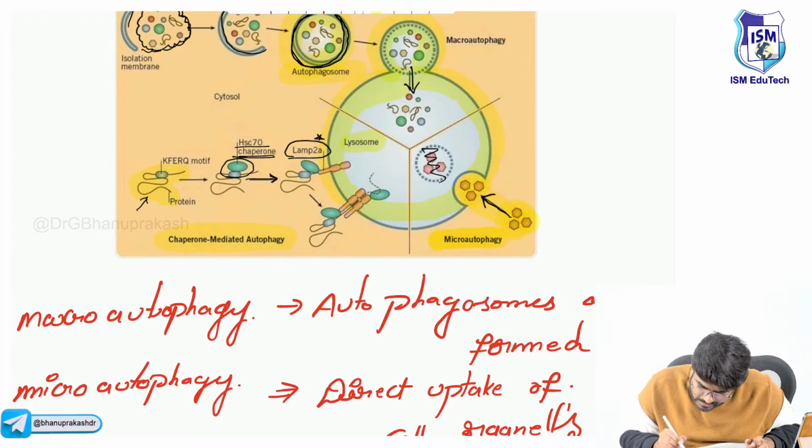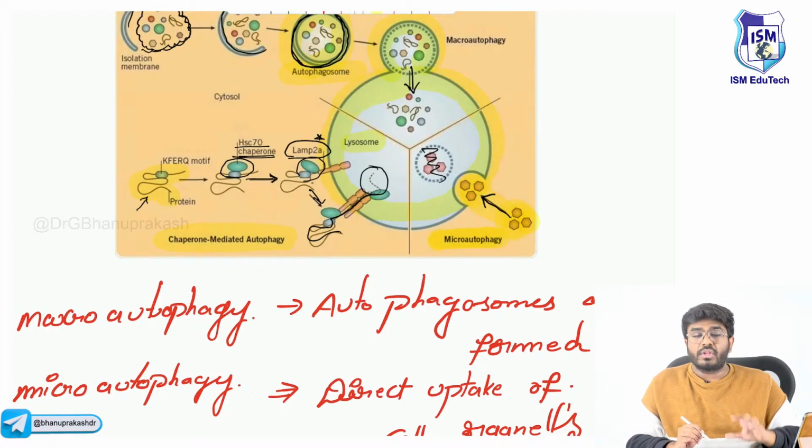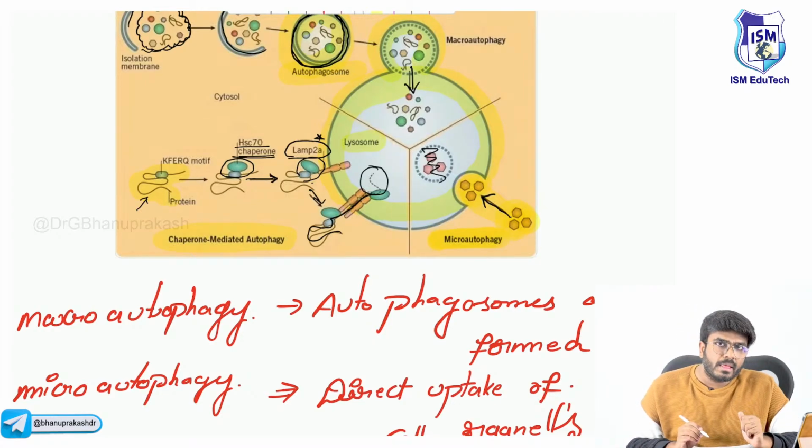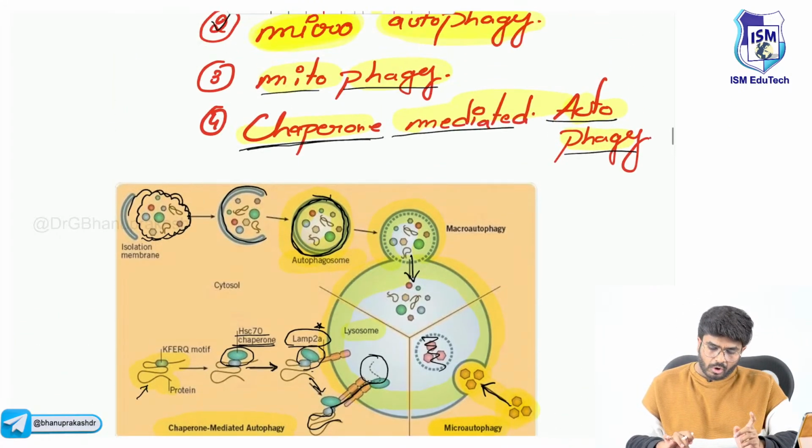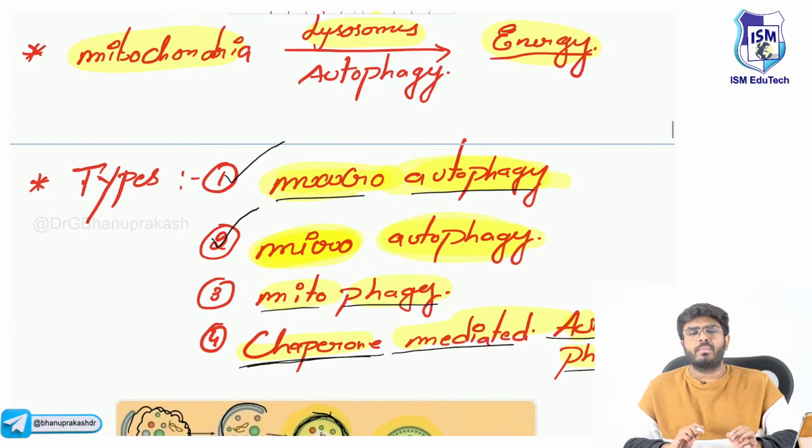Now, at the end of the day, what happens? Once the protein binds with the LAMP2A, it enters, and in the cell the misfolded protein is getting degraded. So, this is chaperone-mediated autophagy. Now, how many types of autophagy have we completed? Macroautophagy, microautophagy, and chaperone-mediated autophagy.